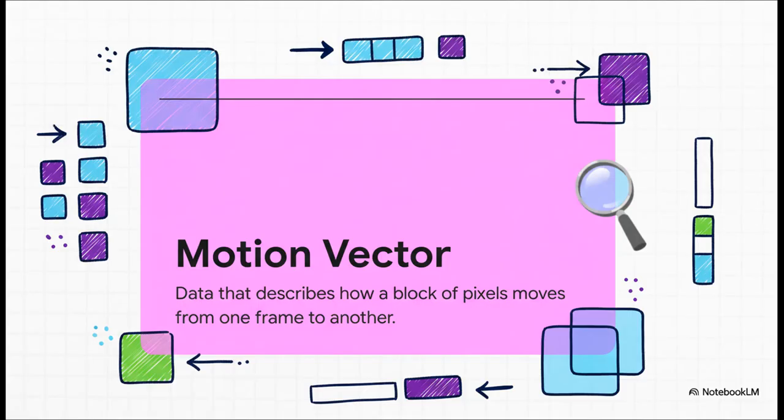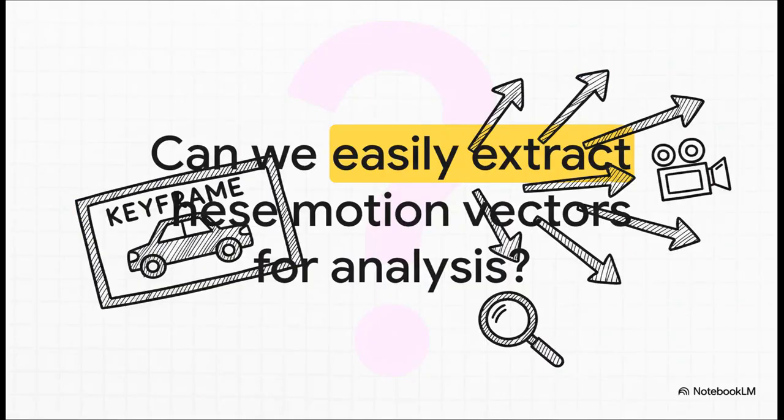And how do they describe that change? With something called a motion vector. Just think of it as a tiny arrow that says, hey, this block of pixels from the last frame, it moved over here. These little vectors are the secret sauce, describing all the action without having to redraw the entire scene every single time.